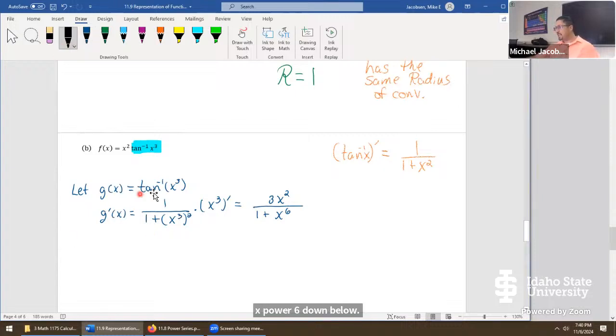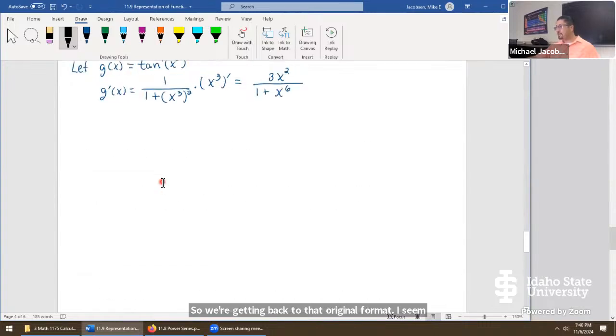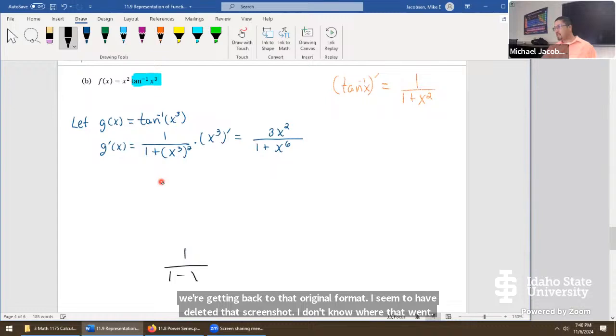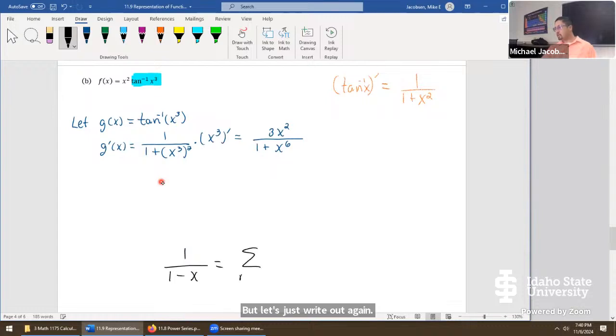I seem to have deleted that screenshot. I don't know where that went. But let's just write out again. 1 over 1 minus x will be summation from 0 to infinity of x power n. So that's pretty much how our formula is written out.